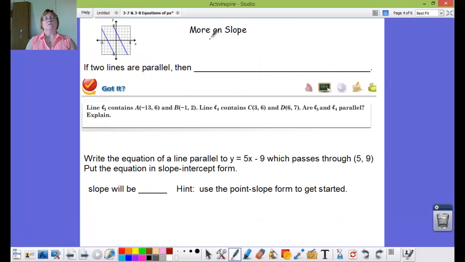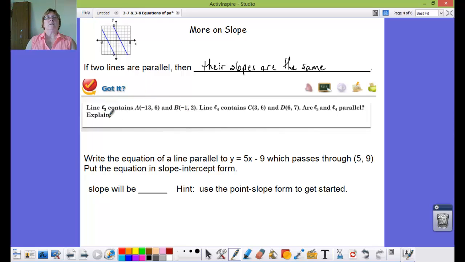I'd like us to now move on a little further and talk about slope and geometry. What we're going to say here is if 2 lines are parallel, that means that they have the same steepness, if you will. They're running the same direction, and that means that their slopes have to be the same. Right? If you're going to be running the same direction, you got to have the same slope.